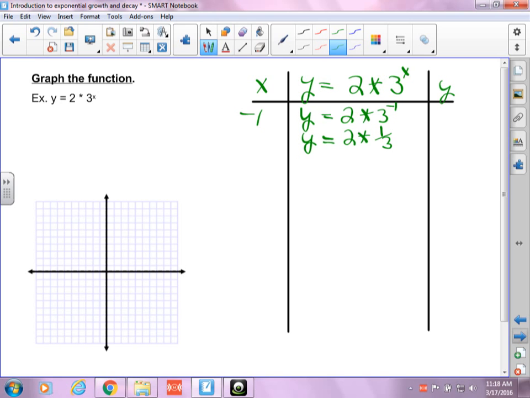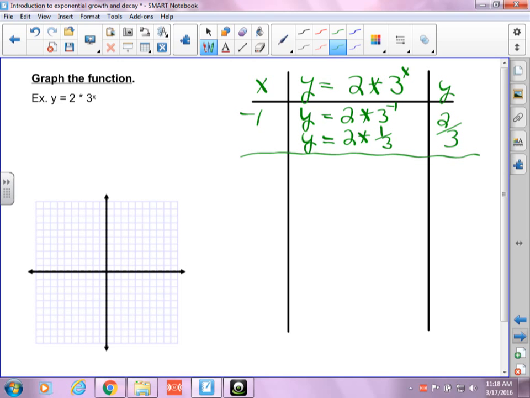Don't write it as a decimal. You don't need it. Y equals then, it's 2/3. And leave it as a fraction. Don't put it as 0.6 repeating. It's easier to graph with this.